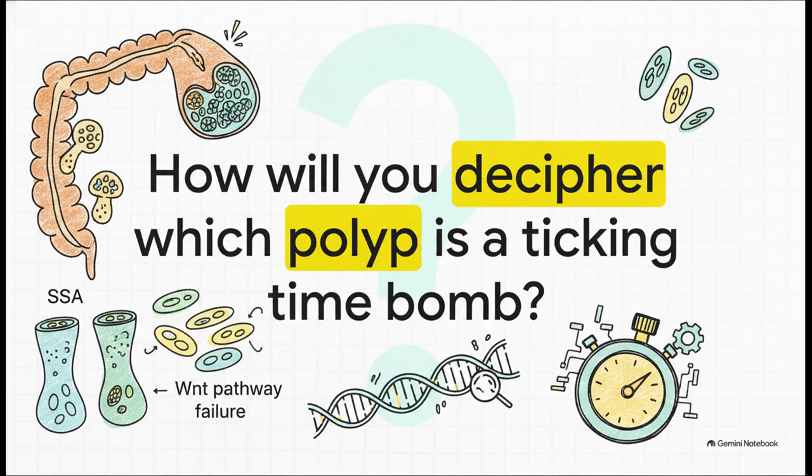So, as you review your pathology slides today, I want to leave you with this. Knowing the hidden genetic triggers we discussed, how will you decipher which colonic polyp is a harmless bystander and which is a ticking time bomb?